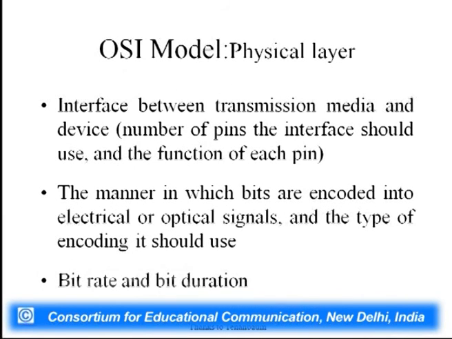Now, the physical layer is only for the physical transmission of signals and bits from one system to another, where bits are converted into signals and signals are converted into bits. The duration of a bit is decided by the physical layer, and the interface for connecting a cable or wire with the system is also part of the physical layer. That means how many pins should be in an interface card and what each pin should do.